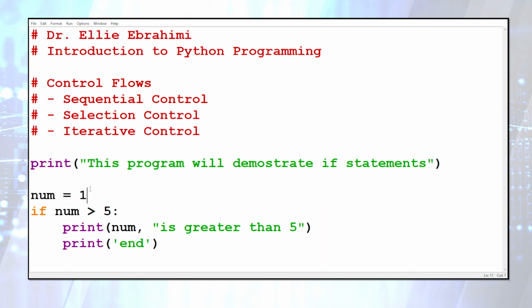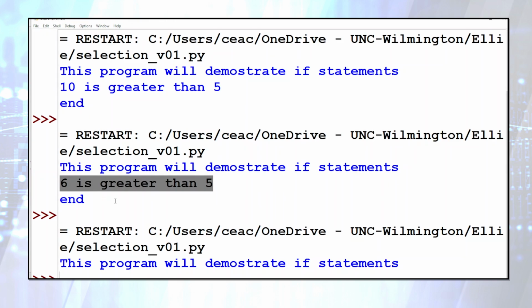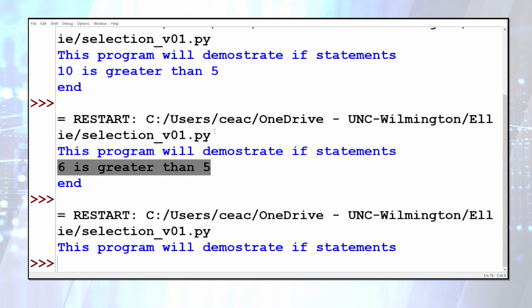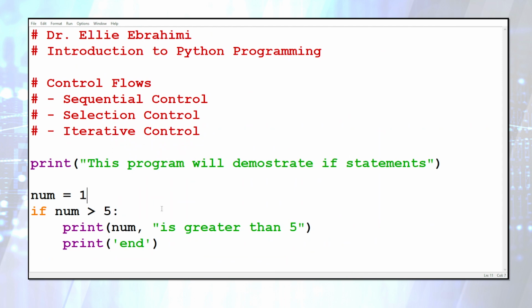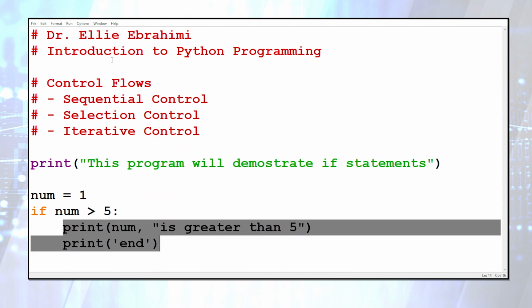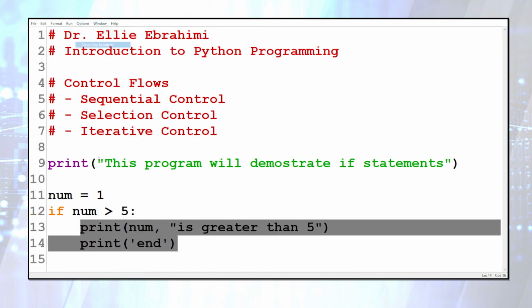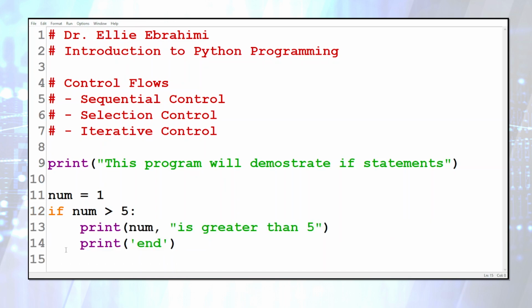Now, if I change this one to the value 1, 1 is not greater than 5 anymore, so it's going to ignore whatever you have inside your if. It's going to skip all of those statements. It's going to skip these 2 lines, and it's going to move on with the rest of the code.